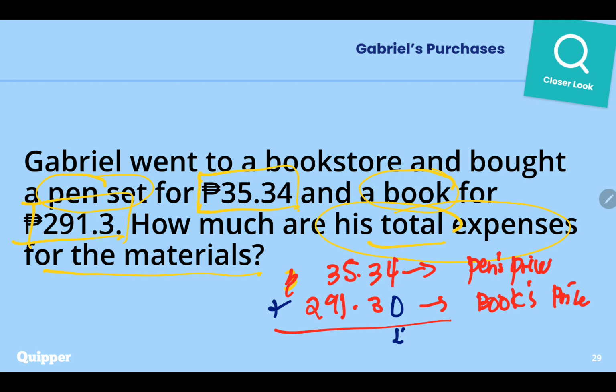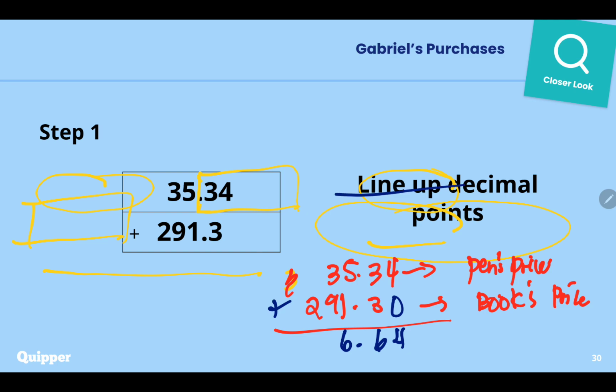Okay. 4 plus 0 is 4. 3 plus 3 is 6. 5 plus 1 is 6. 3 plus 9, 12. So, 2 plus 1 is 3. So, we have here 326.64.